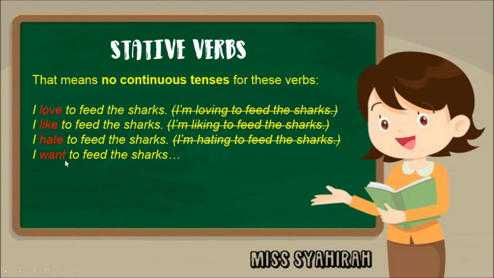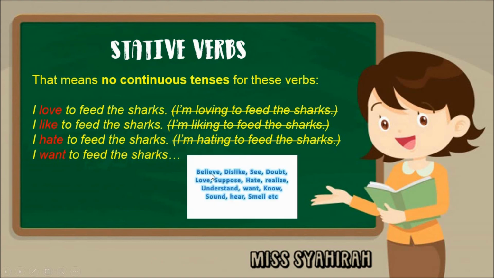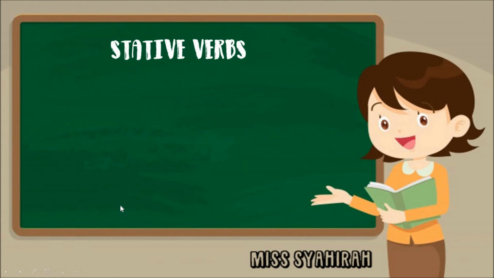Tak ada ing. Okay, for example, I believe, she dislikes, he sees, they doubt. Okay, love, suppose, hate, realize, understand. Bukan I'm understanding, I understand. Alright, moving on.